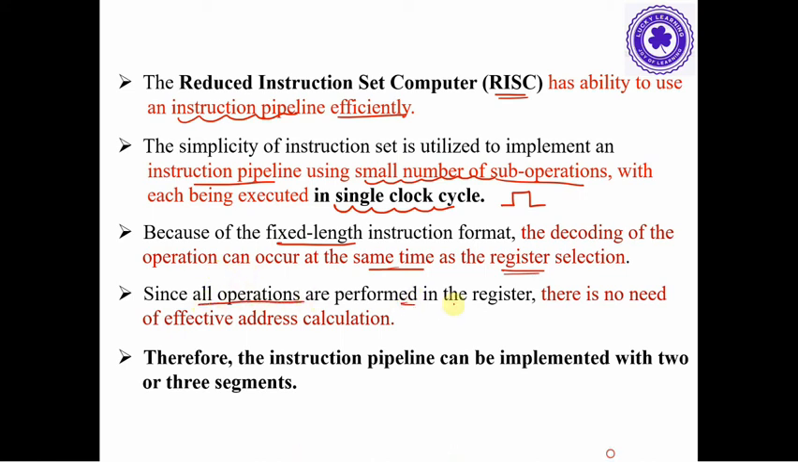Since all operations are performed in the registers, there is no need for effective address calculation. Effective address calculation is required when the operation is going to be performed on the memory, but here operations are performed in the registers. Therefore, the instruction pipeline can be implemented with 2 or 3 segments. A general instruction pipeline uses 4 or 6 segments, but the RISC pipeline doesn't require 4 to 6 segments. Only 2 or 3 segments of pipeline are sufficient.